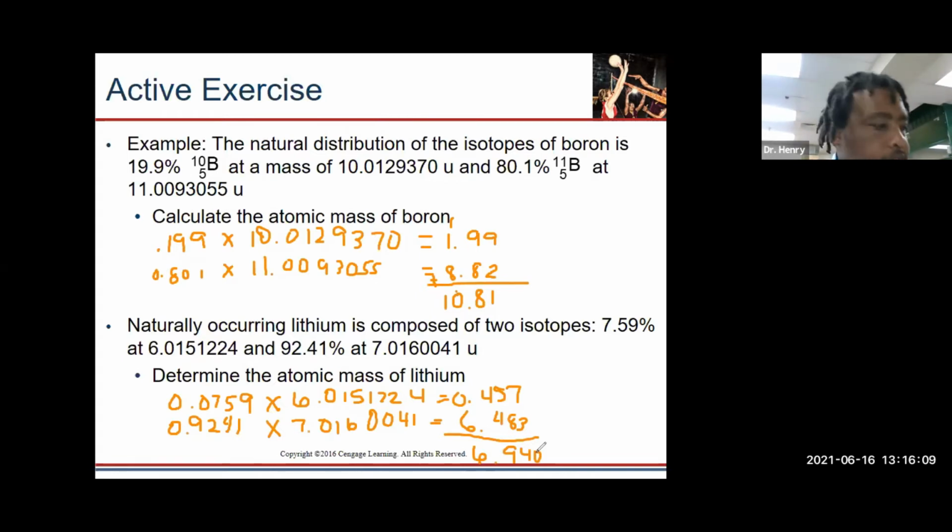Okay, so what is the mass of lithium? 6.94. Okay, so if you had discovered a new element and we have each of the isotopes and the abundance of each of those isotopes, we would be able to calculate the mass that we would put on the periodic table. Does that make sense? Okay, good.